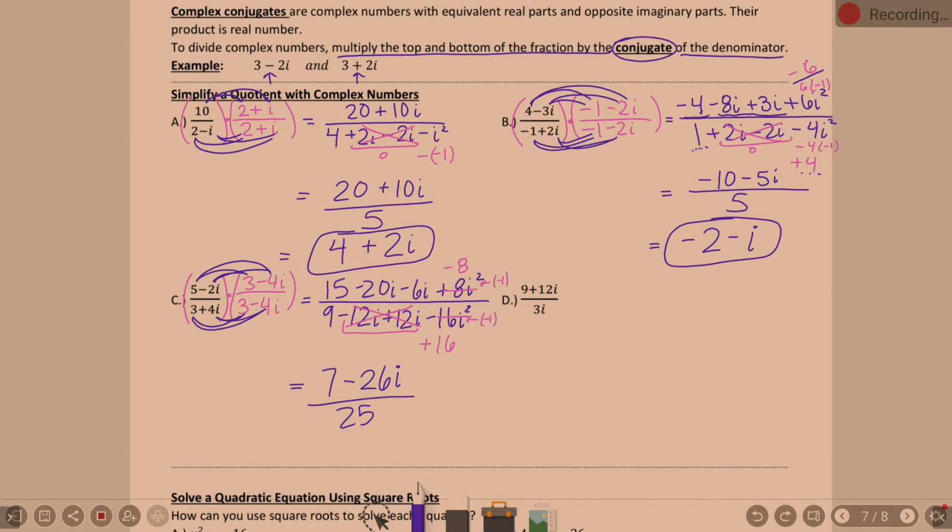Now, to officially make it in that a plus bi form, we're still going to go ahead and break it apart into two pieces and put the 25 under both as both denominators. So I'm actually going to write this as 7 over 25 minus 26 over 25 and then times i. You can do this one of two ways. I tend to write it there where the i is like the variable next to it. Your i can either be next to your fraction or in your numerator. It cannot be in your denominator though, just like if it was a variable.